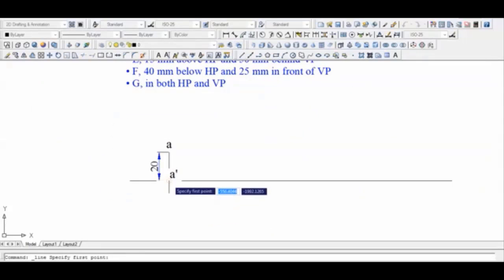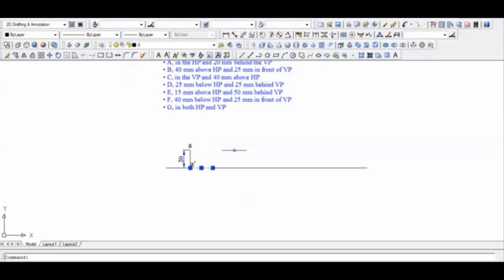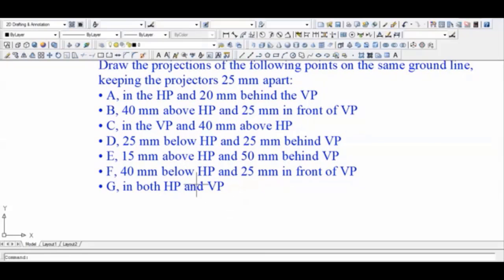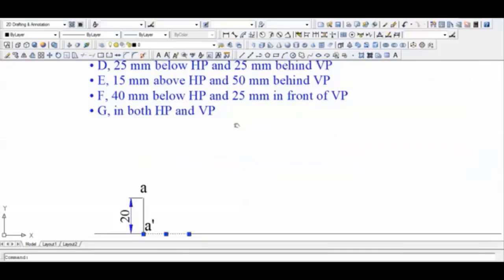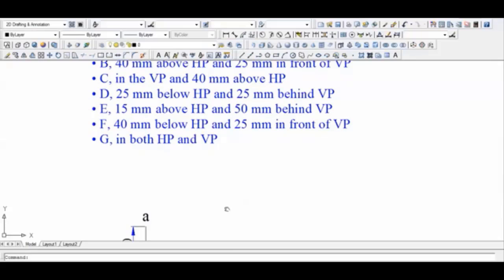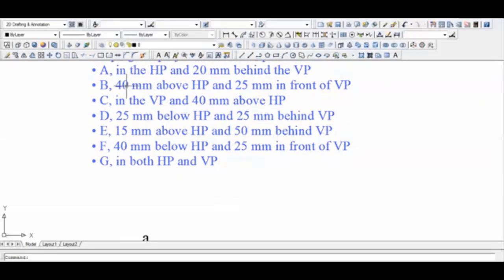So from this point, at a distance of 25 millimeters, I'm again going to put up a point, and you know that the projectors are to be kept 25 millimeters apart. So how many projectors would be there in totality? It would be 7 projectors, and each of them has to be separated by a distance of 25 mm. Now the next thing that we're going to do is H is going to be above and D is going to be below. H is 40, D is 25.